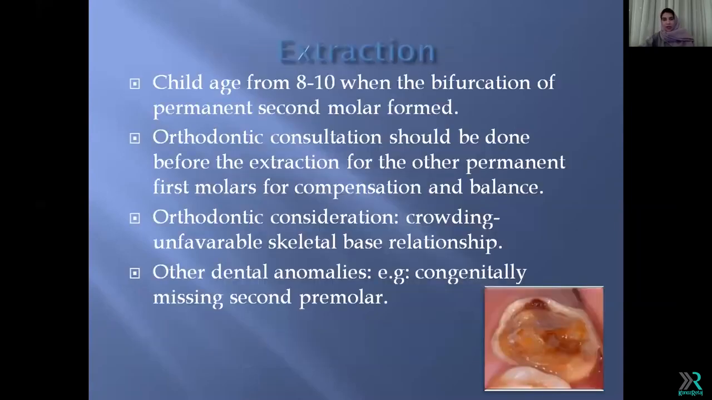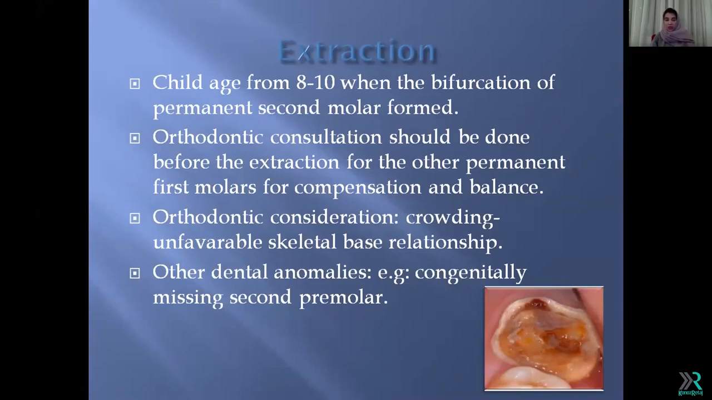In the case of a badly destroyed, severely hypomineralized molar, extraction will be the treatment of choice. But the selection of the best time of extraction is the crucial point. The best age for extraction is from age 8 to 10, when the bifurcation of the permanent second molar is formed. Orthodontic consultation should be done before the extraction of the permanent first molar for compensation from the opposite arch and balance within the same arch.